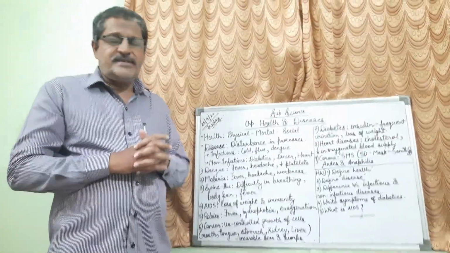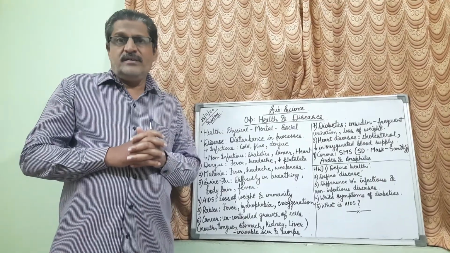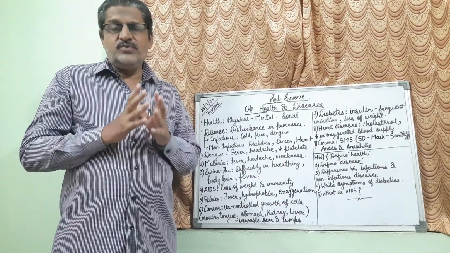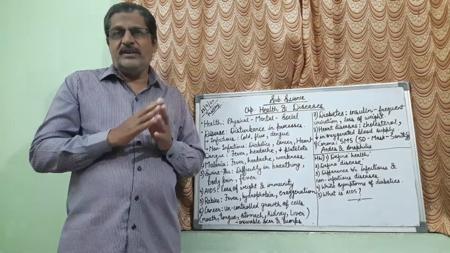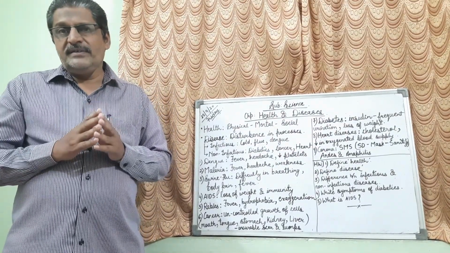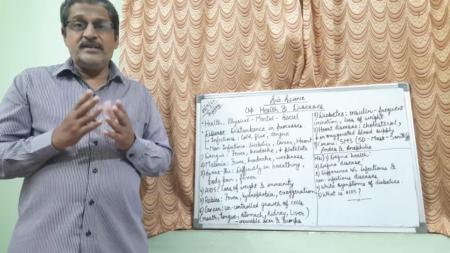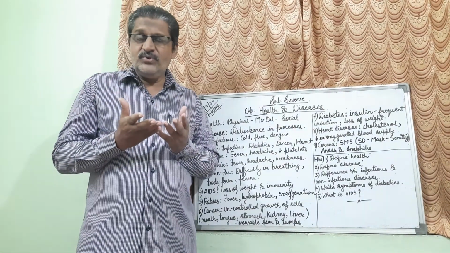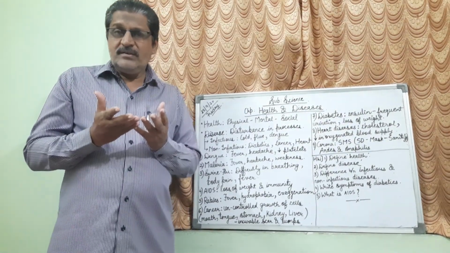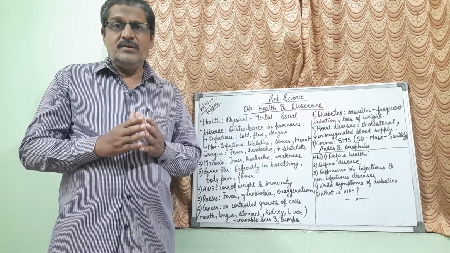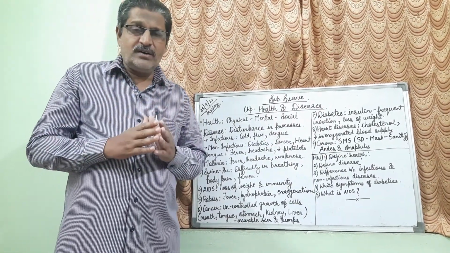Next one is diabetes. Students, there is one liquid in our body. That liquid is known as insulin. Now, what is the use of insulin? You know, insulin controls the level of sugar in our body.